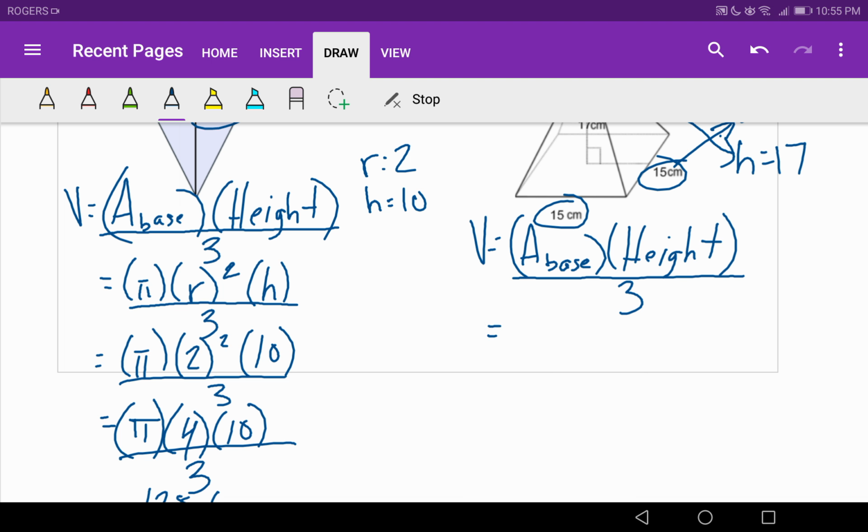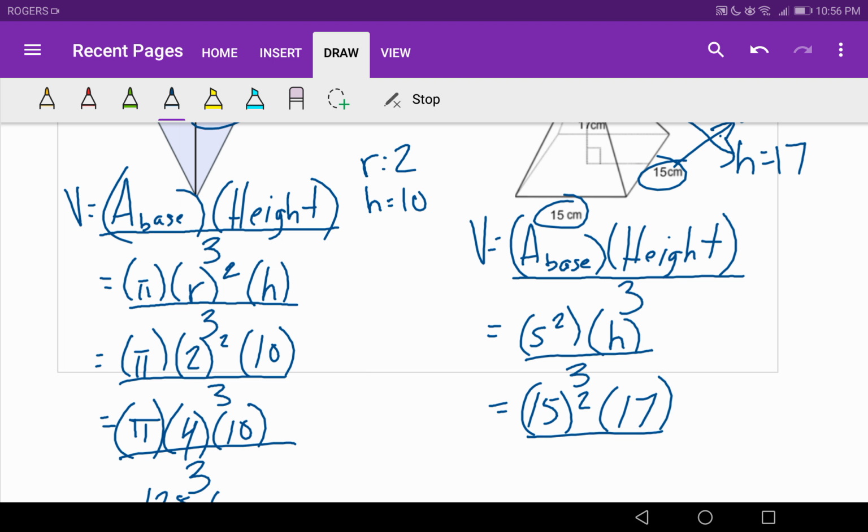So now I'll replace everything that I did before. Instead of area of the base, I'll use s squared times h divided by 3. By the way, I think your formula sheet uses the letter b instead of s, so it's b squared times h. Doesn't matter what letter you use. My side length is 15, so I replace s with 15, replace my h with 17, and then don't forget again to divide by 3.